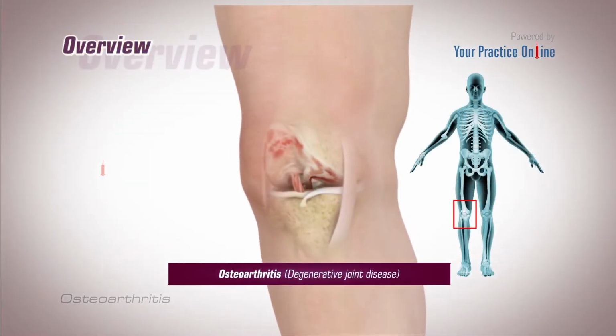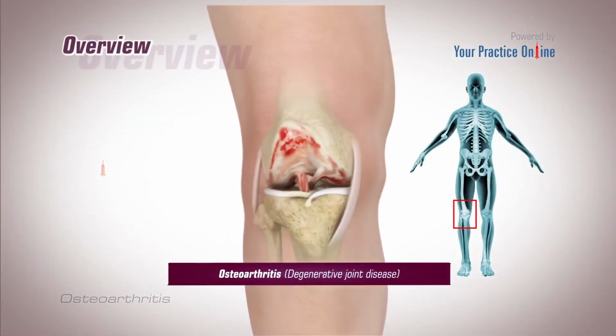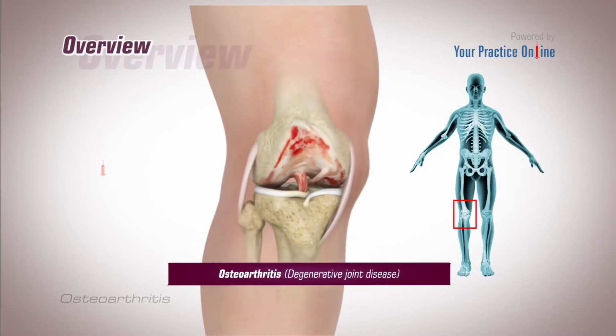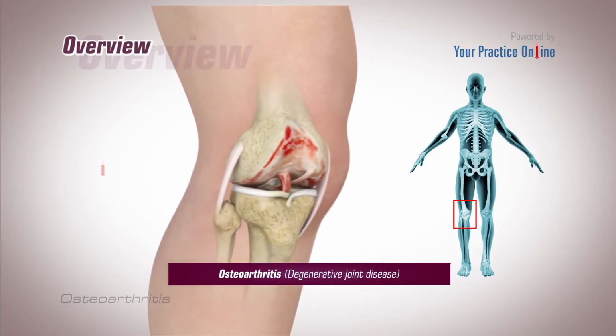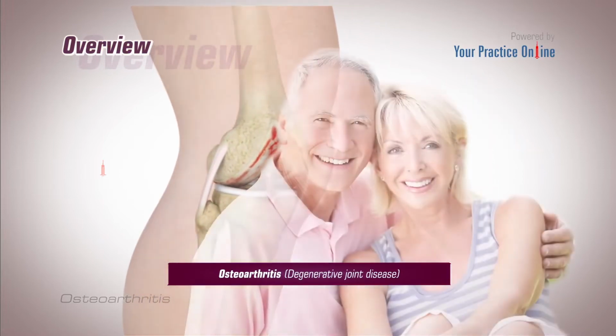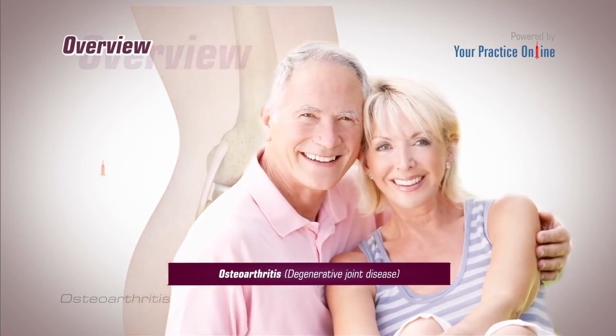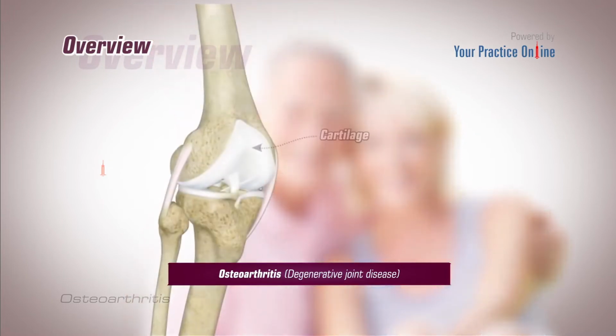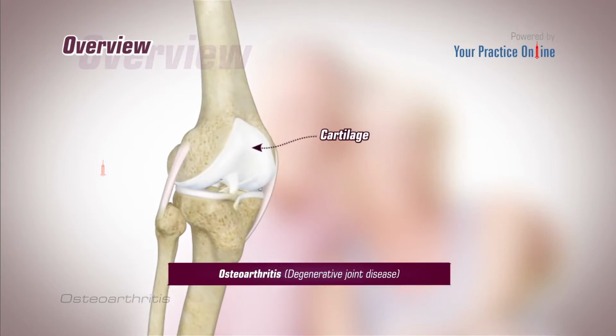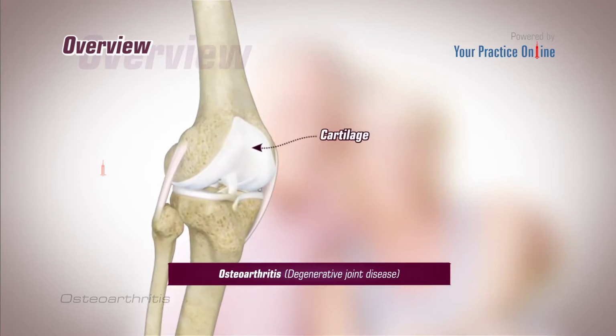Osteoarthritis, also called degenerative joint disease, is the most common form of arthritis. It occurs most often in older people. This disease affects the tissue covering the ends of bones in a joint called cartilage.